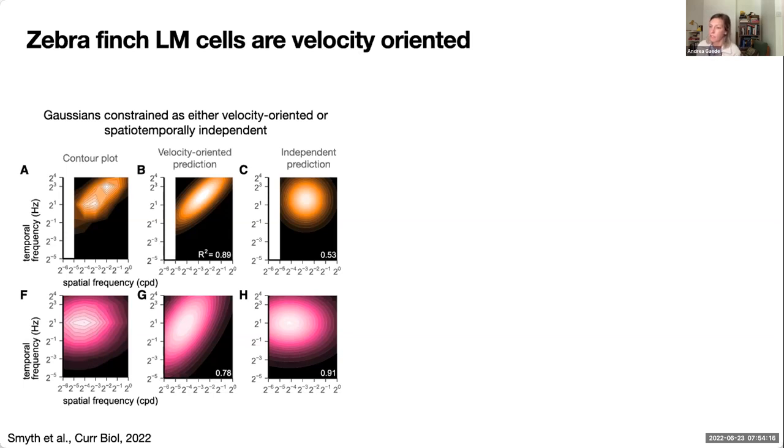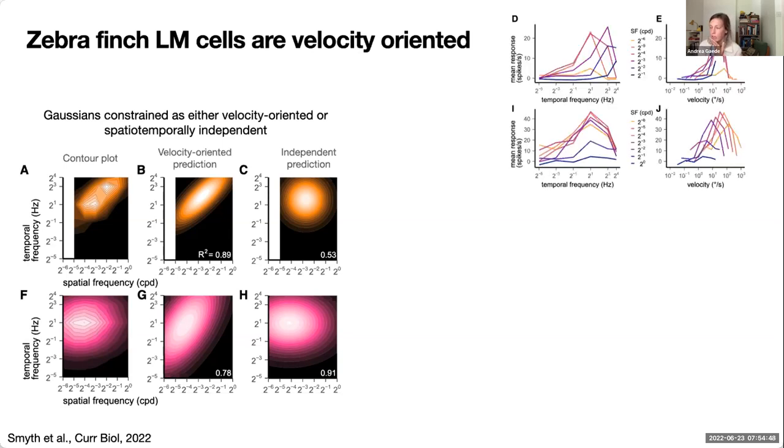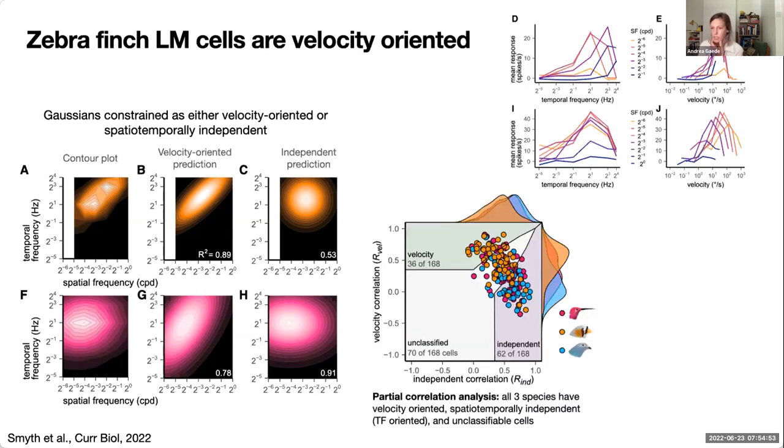So these plots here show a contour plot and then two Gaussians constrained by either velocity or temporal frequency, which is also called spatiotemporally independent or independently classed. So you basically look for the goodness of fit of these two fits to the neuron's contour plot, which tells you if it's velocity oriented or independent. And then I'm going to skip that plot, I think.